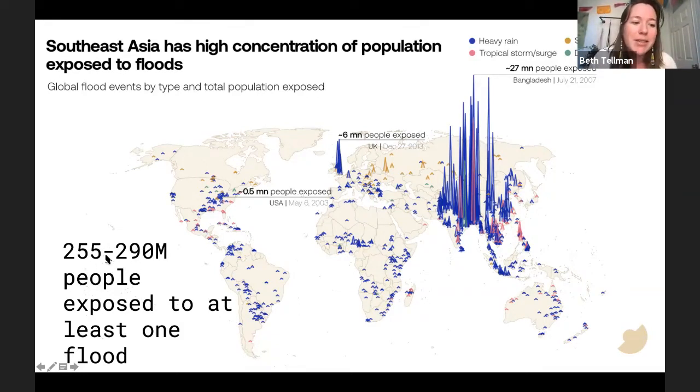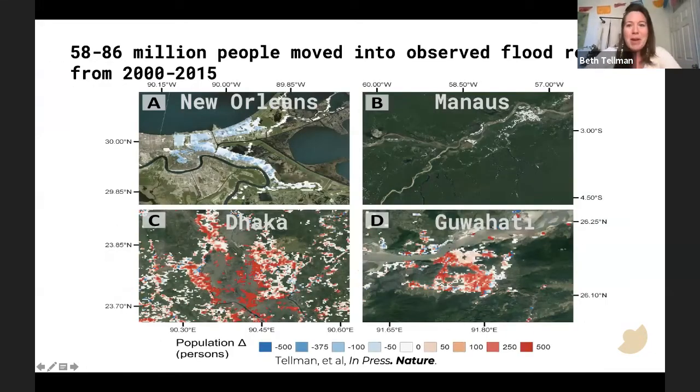The truth probably lies somewhere in between this number of 255 to 290 million people that we found exposed to at least one flood event in our database, and a lot of concentration of events in Southeast Asia. Looking at the type of events, most events are driven by rain, but you can see some coastal events in here, snowmelt, and importantly, dam breaks, which I'm going to talk about in a minute.